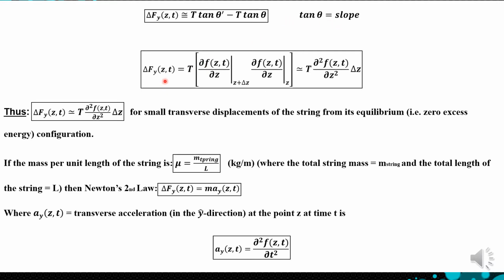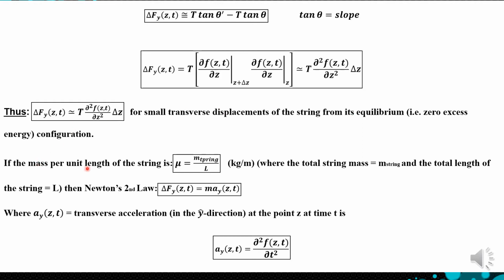So del f of y of z t is equal to T into partial f of z t over partial z at z plus del z, minus partial f of z t over partial z at z, which is equal to T into partial square f of z t over partial z square del z. Thus del f of y of z t is equal to T into partial square f of z of t over partial z square del z for small transverse displacements of the string from its equilibrium configuration.